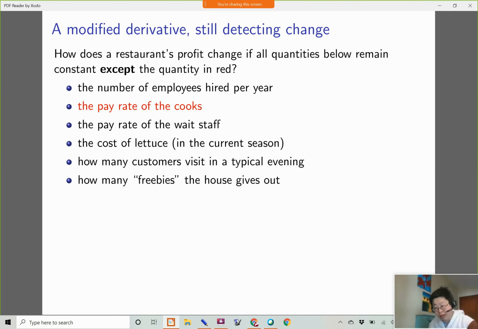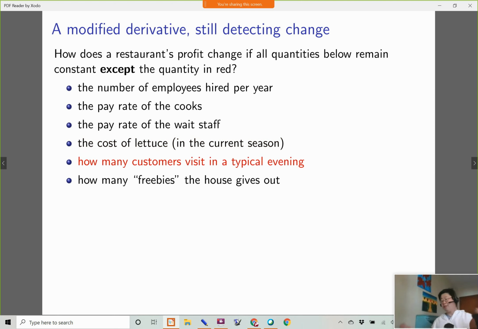That can still probably be done, but what we're trying to do is talk about detecting this change. So same deal, like the cost of lettuce. If the cost of lettuce goes up, then that's probably going to lower the profits a little bit. And the more the cost of lettuce goes up, the more the profits are cut into.